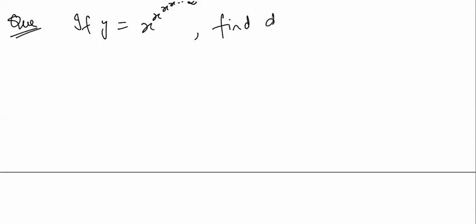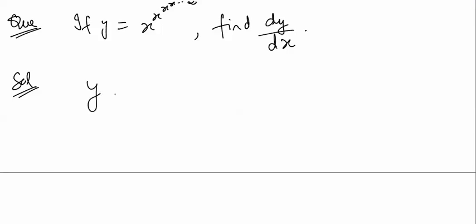Let's say I'll take a problem. If y is equal to x raised to x raised to x up to infinity, find dy by dx. Now this problem seems to be an infinite loop where we don't understand where to start and how to start. But if you solve this in a very simple manner, we can get the answer very easily.